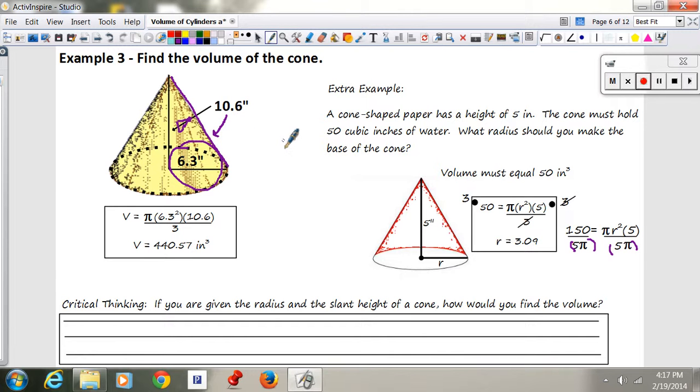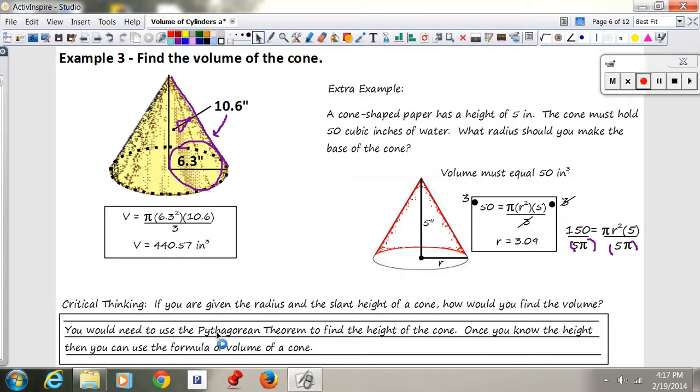You can pause the video and discuss it. But I'm going to reveal the answer. You would use the Pythagorean theorem to find the height. Once you know the height, you can plug it into the formula and find your volume. But you're going to need that extra step of doing a squared plus b squared equals c squared. And remember, the slant height will be your c, because that's the hypotenuse of this right triangle, to get the h. Then once you have h, you can plug it in and find your volume.